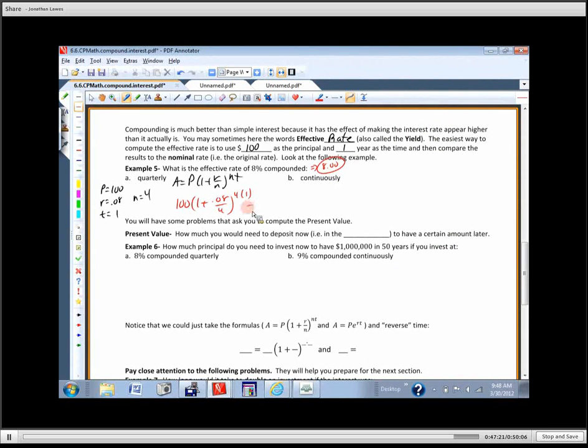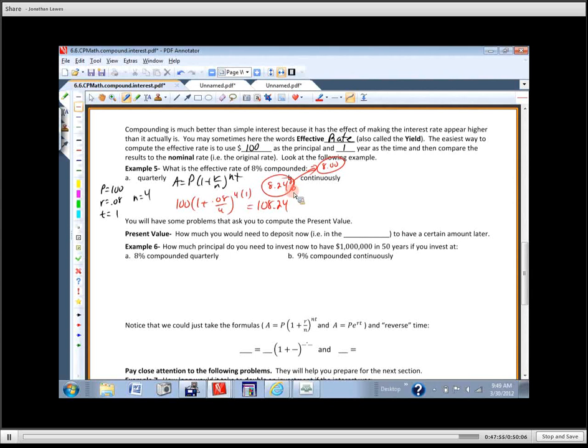Okay, but we got $108.24, right? Do I need to round up? No. Okay. So the interest they gave us was 8.24. Now make a comparison. This is 8%. Effectively, what would the interest rate have been? 8.24. Okay? All you have to do is shave off that 100 part. Just take the 8.24. That is the effective interest rate. So the effective interest rate is 8.24%.